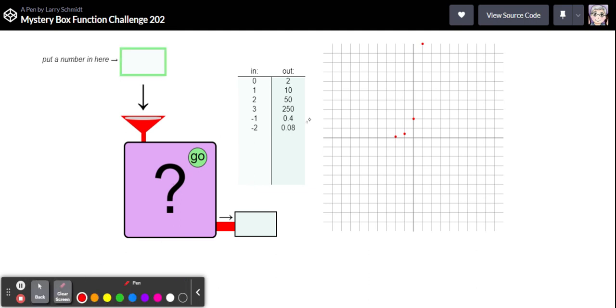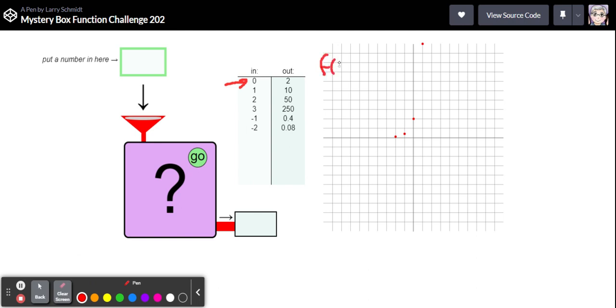In fact, I know there's something else going on because at 0, we get 2. Anything to the 0 power is 1. So I think actually we're multiplying by 2 probably, unless we're adding. No, I don't think we're adding, because if we were, yeah, we're not adding. It doesn't make sense with these other points. So I think we're multiplying by 2.